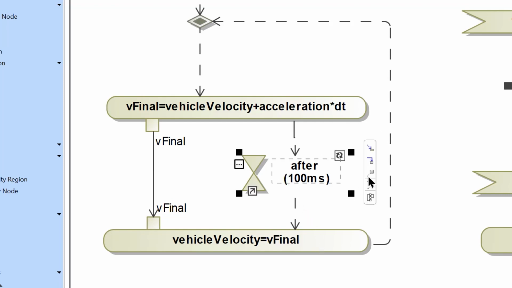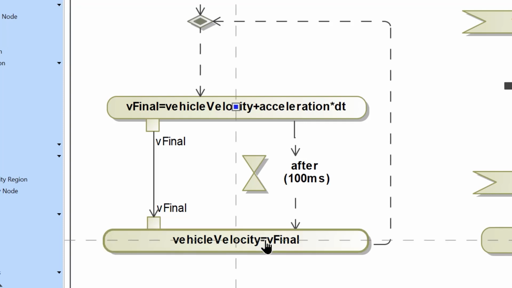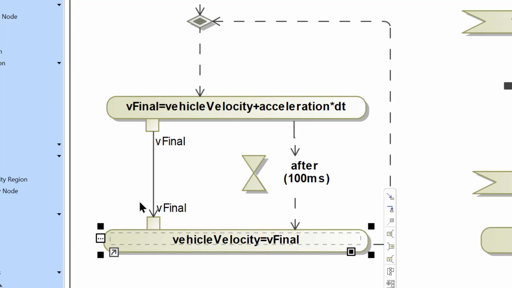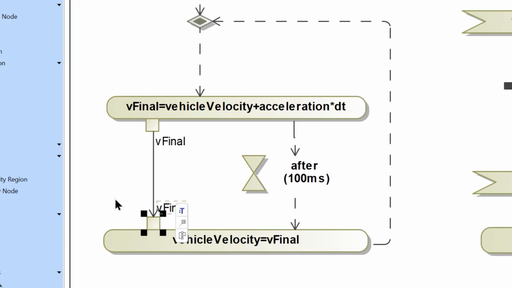And in this case, we're saying that we want it to wait that specific amount of time, then become enabled, then do this calculation where we actually assign this value that's the velocity final, which was this calculation, to the new updated vehicle velocity. And then that will loop around and continue to do that. So that is a very important concept.